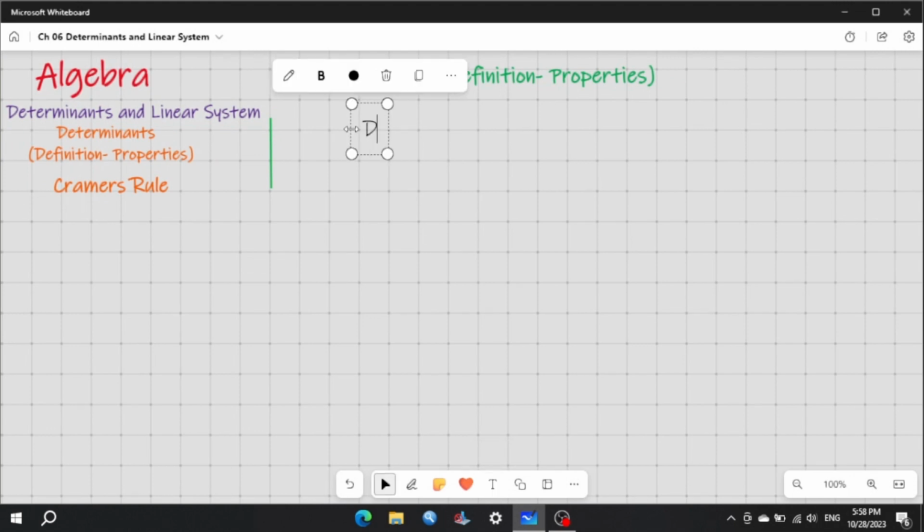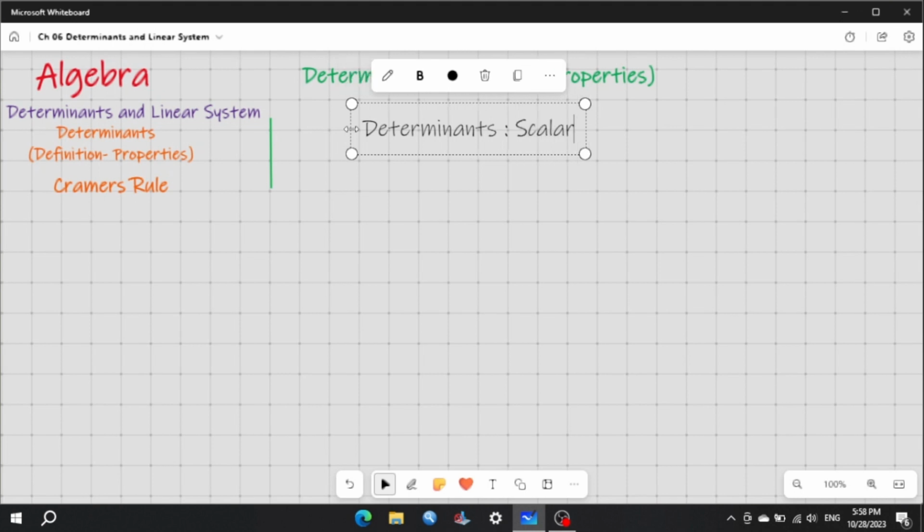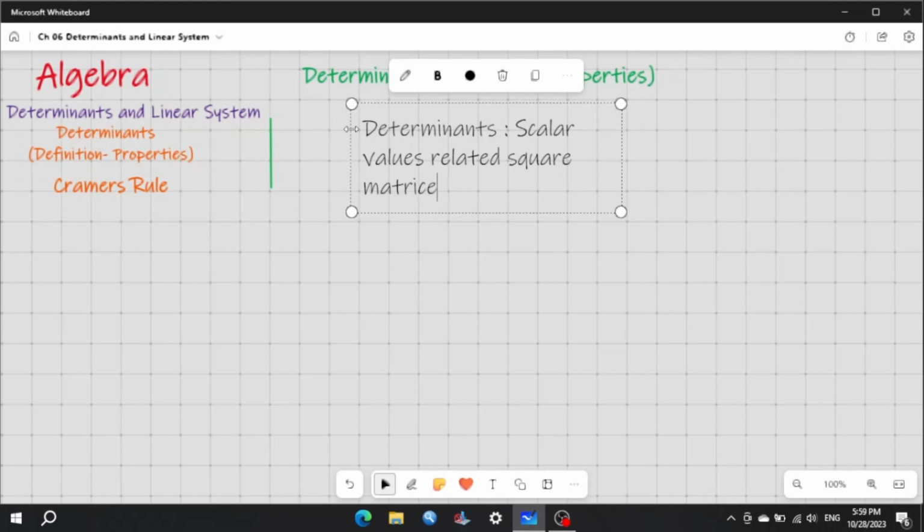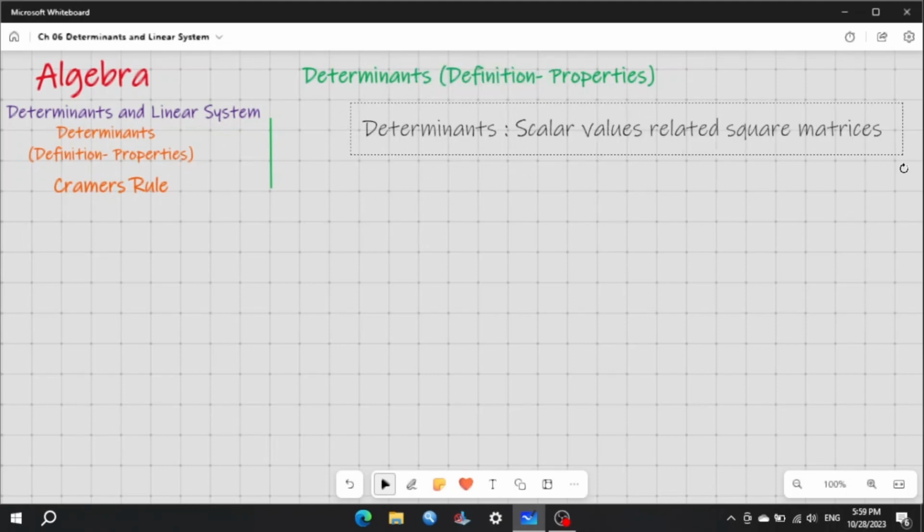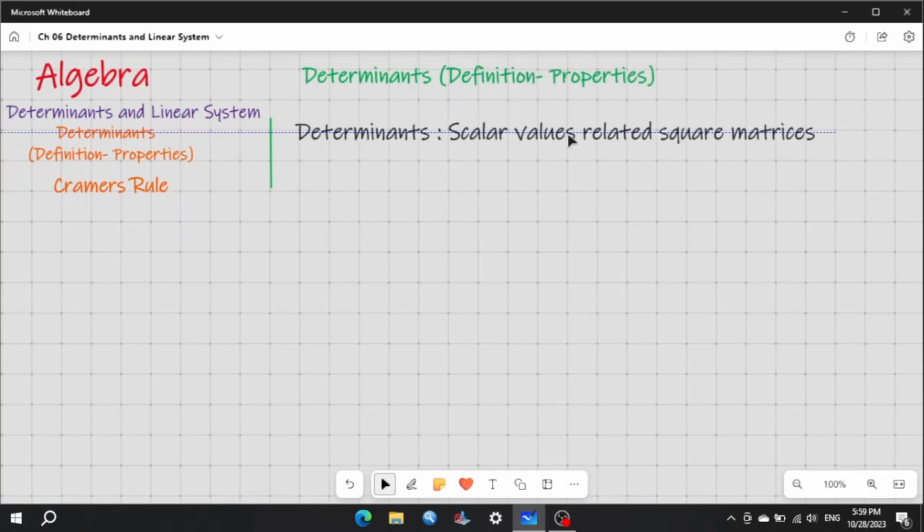So, determinants are scalar values related to square matrices. Okay, so for a determinant, I can get its value.